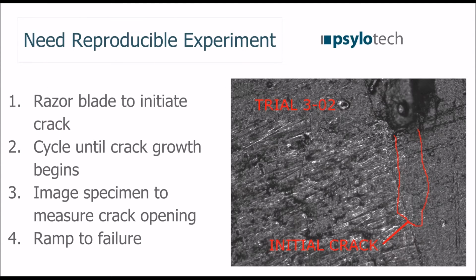In order to perform these experiments properly, we first needed to make some specimens that were pretty repeatable and very constant. So what we did was we sandwiched two pieces of steel with an adhesive joint, and we used a razor blade to initiate a crack, cycled those specimens until the crack started growing, and then we imaged at a high rate once that crack started growing, all the way until failure, ramped until failure.